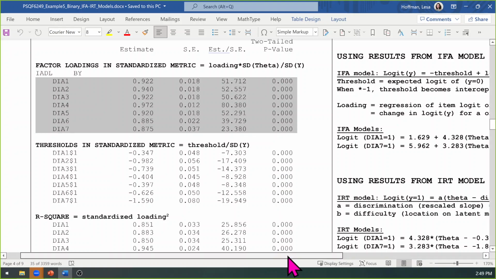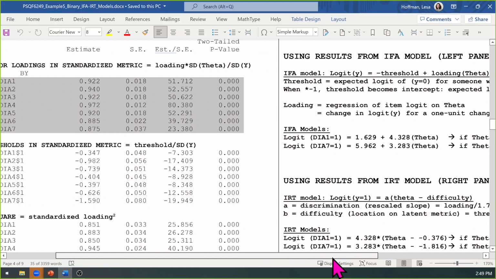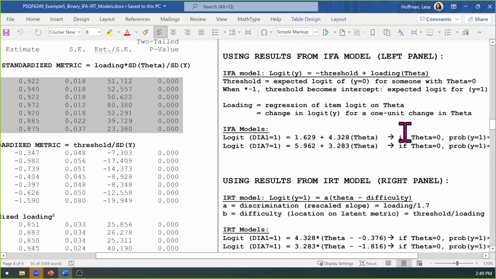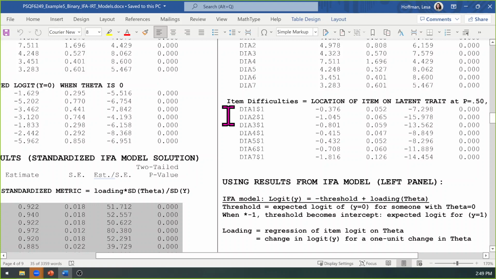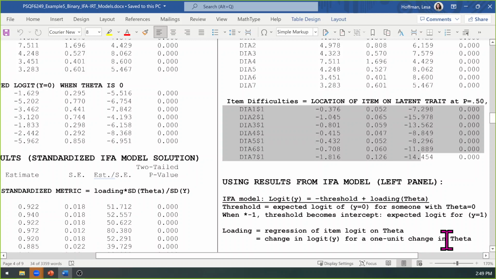So let me foreshadow what our information function is going to look like with this. Do you notice anything in common about the range of difficulty covered by my 7 items?